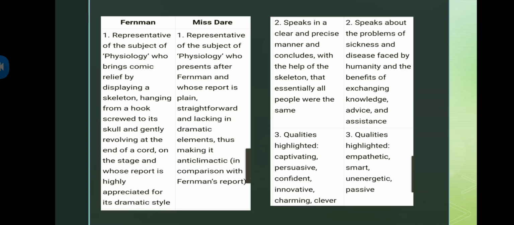Then Furman speaks in a clear and precise manner and concludes with the help of the skeleton that essentially all people were the same. He speaks about the problems of sickness and disease faced by humanity and the benefits of exchanging knowledge, advice, and assistance. Now, the qualities of Furman: captivating, persuasive, confident, innovative, charming, clever. And Miss Dale was empathetic, smart, unenergetic, and passive.